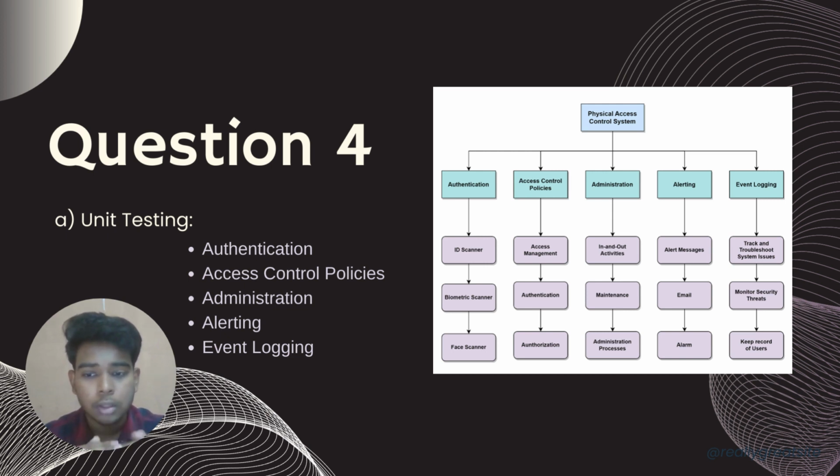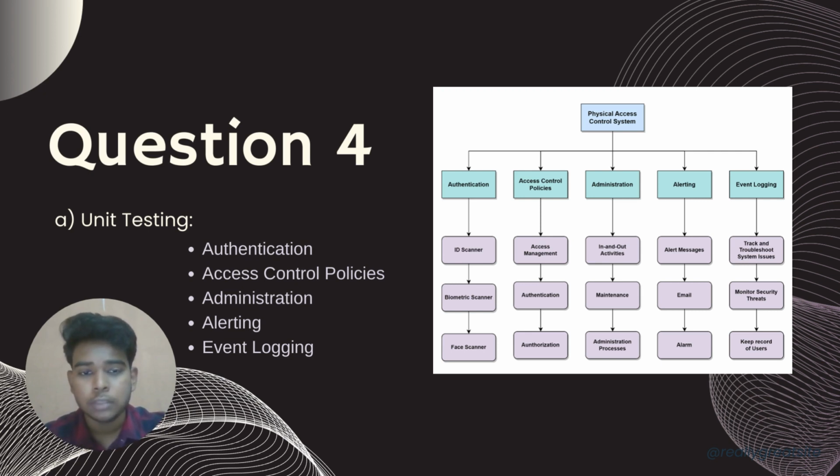Number 2 is access control policies. In the unit testing for access control policies, we mainly focus on verifying the implementation of authentication and authorization techniques. This also includes checking the handling of exceptions and edge cases.